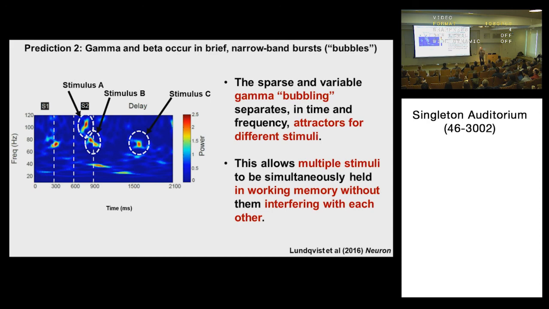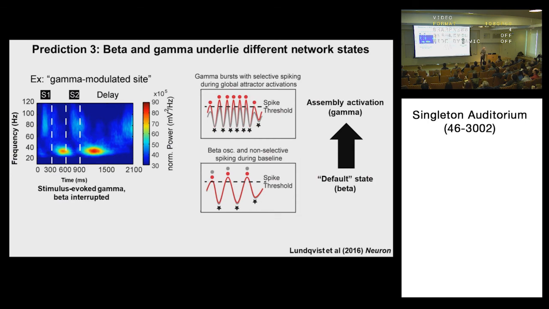But one of the most interesting predictions of the model, and one that's going to be the jumping off point for what I'm going to tell you next, is that beta and gamma underlie different network states. The network in question is either in its default state, and I'll get to what I mean by default in a moment. There's really no such thing as a default state in the brain. It's always working. But in one state, the network's in beta, and if it gets activated by a bottom-up input, it goes up to gamma very briefly. They can't coexist. Either the network's in beta or it's in gamma. They don't exist at the same time.